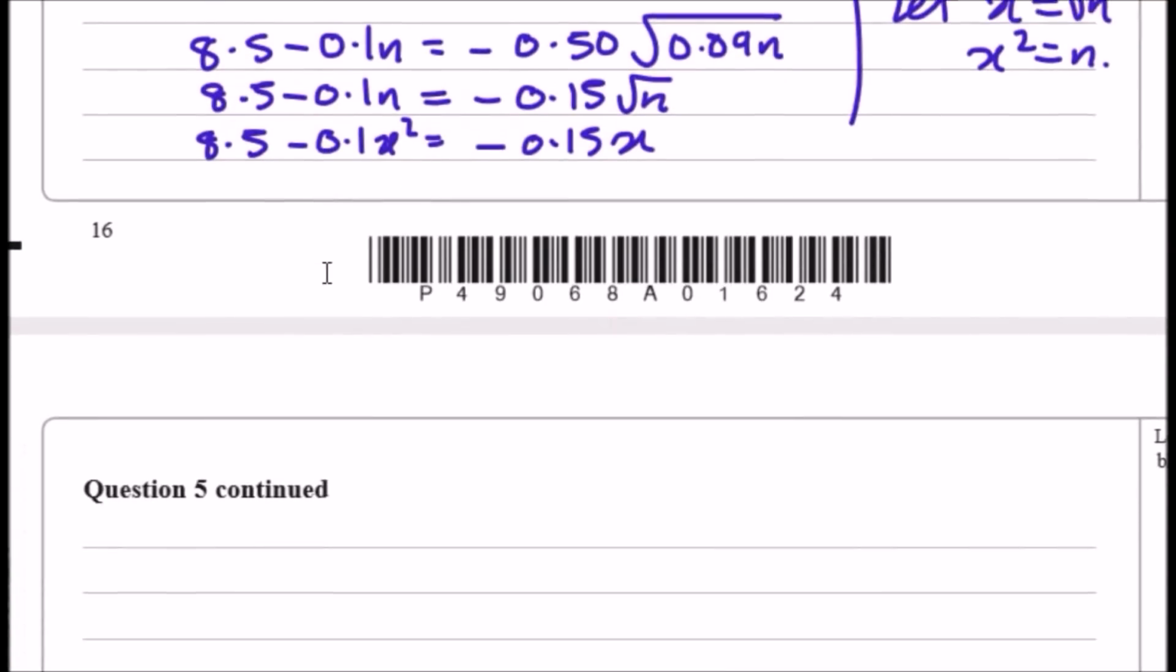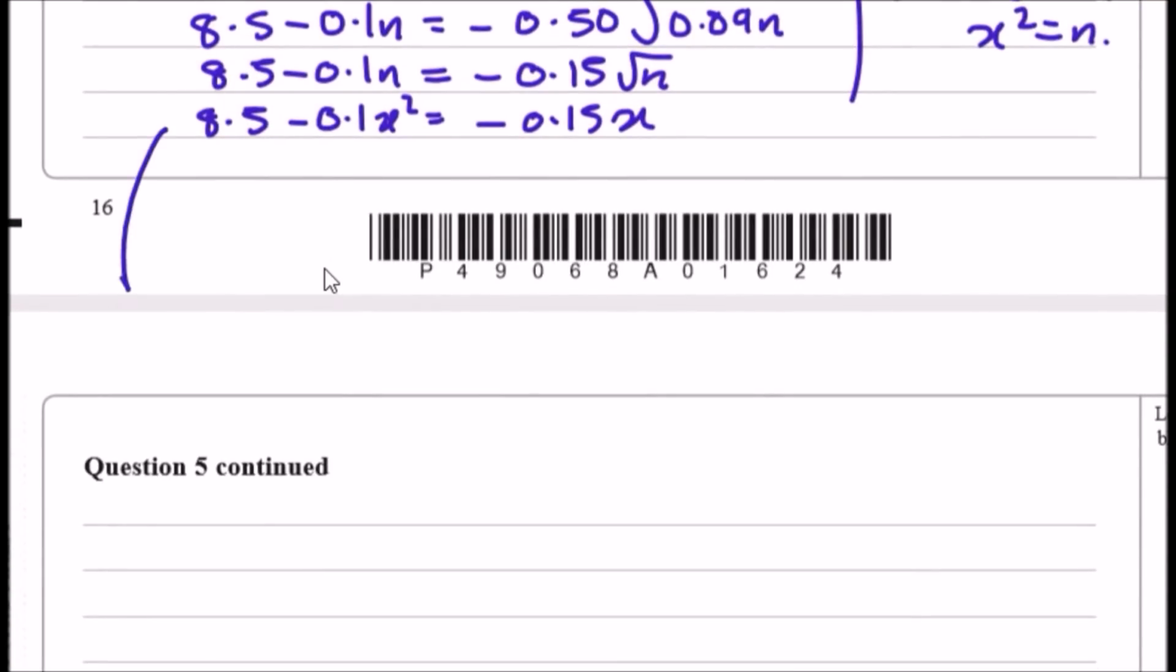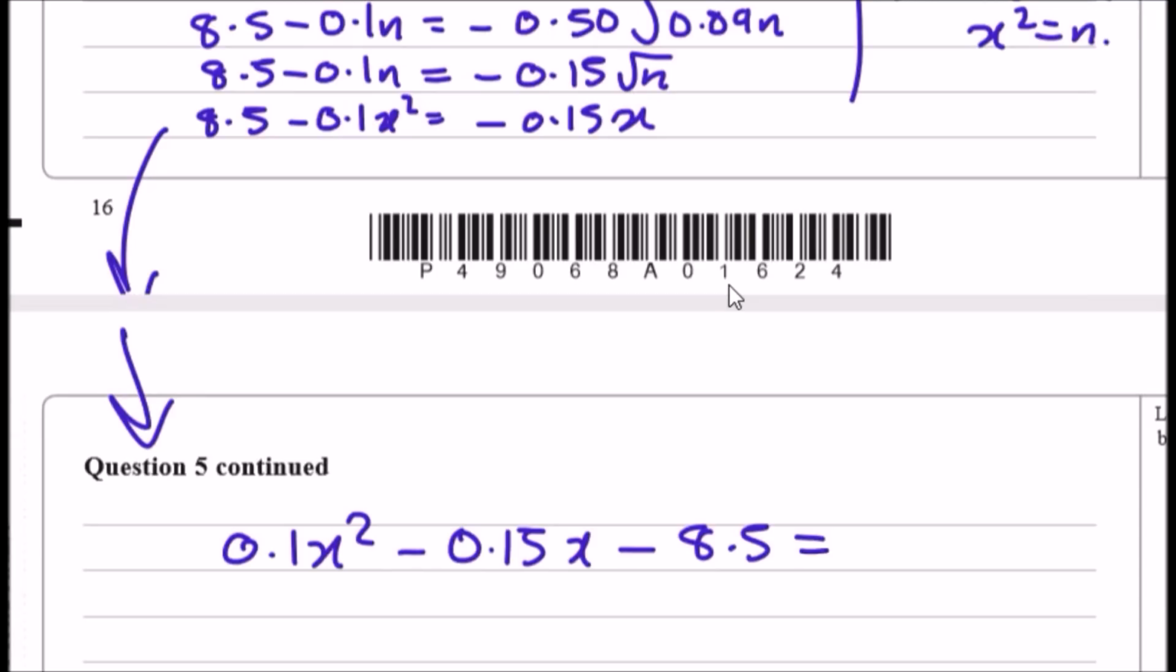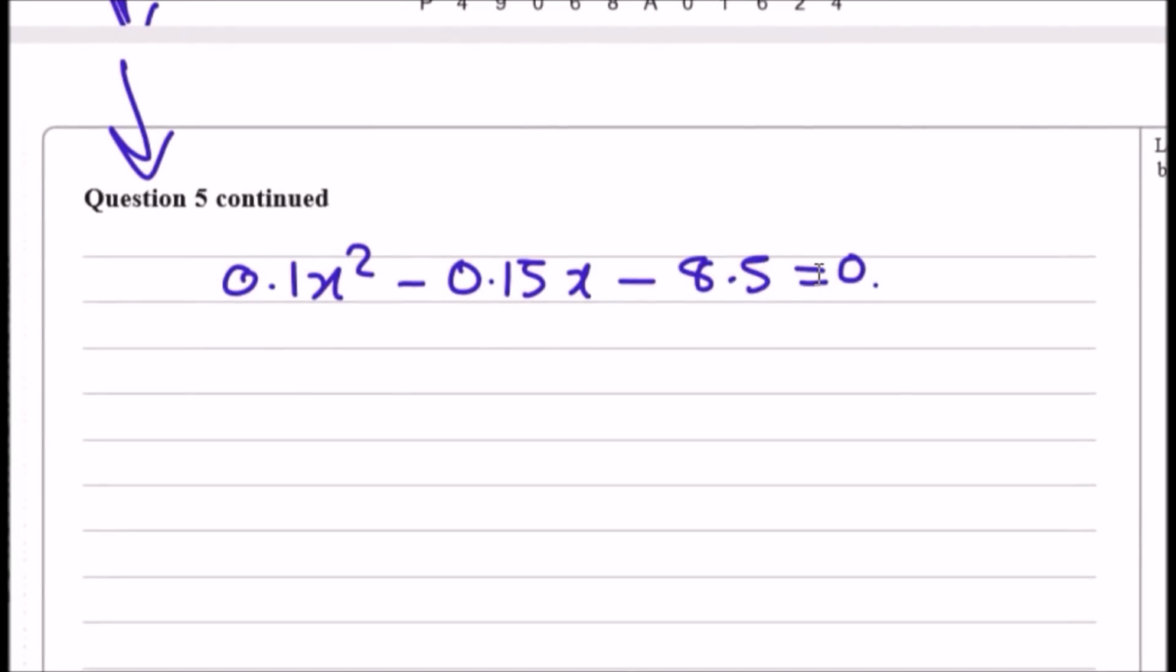So now rearranging this to the usual format. Let's put it down here for a second. Let me see. So let's add 0.1x squared across and subtract 8.5. So we should have 0.1x squared minus 0.15x minus 8.5. Yep, looks okay. And then just using the quadratic formula, I've already gone ahead and solved it anyway.